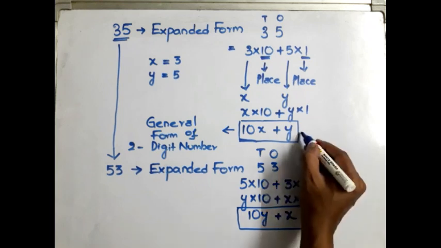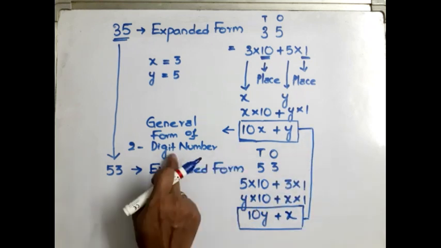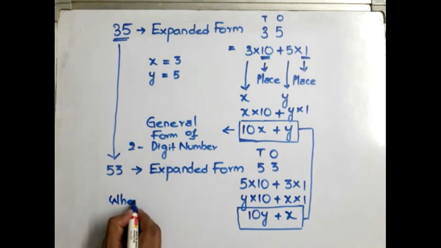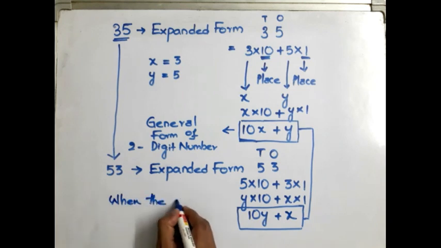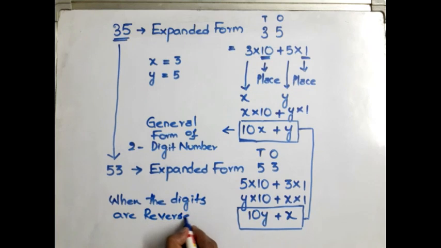Please observe the relation between these two general forms. This is the general form of a 2-digit number, and this is going to be the general form when the digits are reversed. Based on this topic, the next question is going to come. Hence, understanding of this concept is quite important.